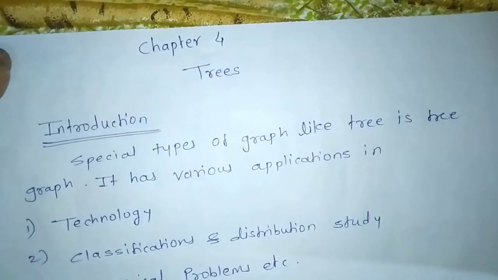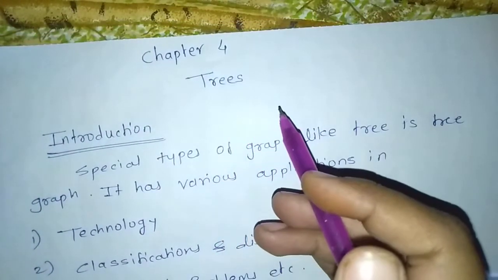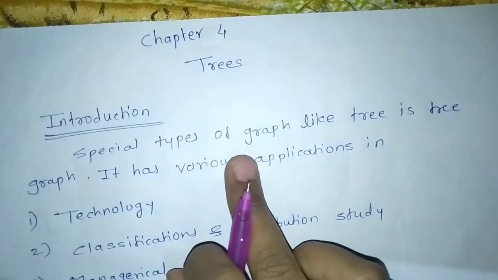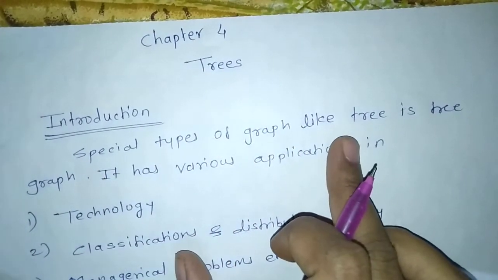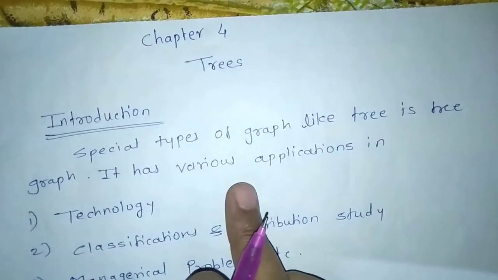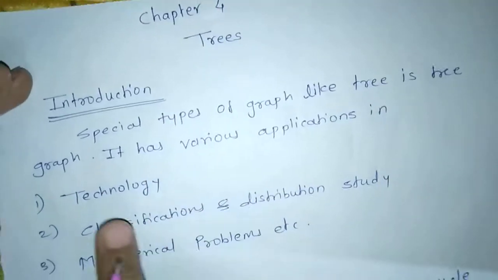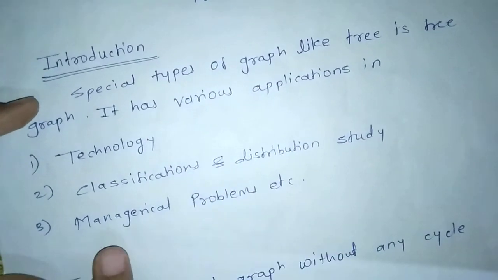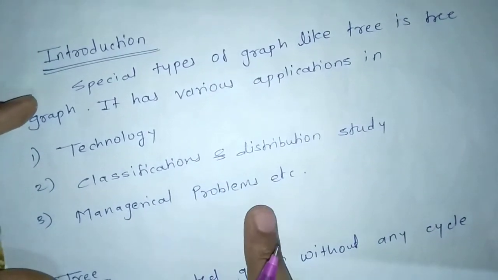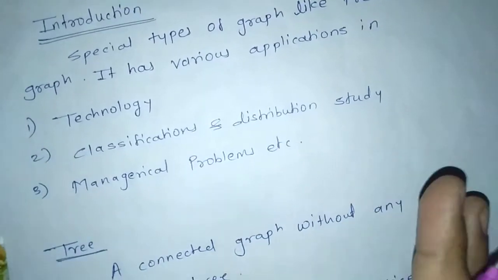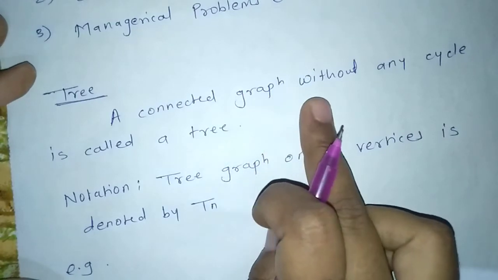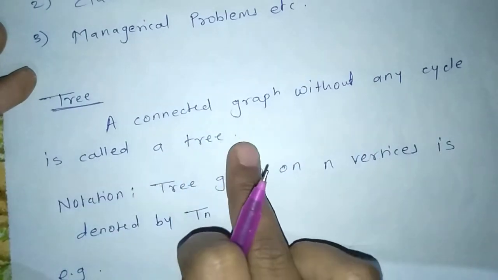Hello student. Next chapter is trees. This is our last chapter of graph theory. First, introduction. Special types of graph like tree is a tree graph. It has various applications in technology, classifications and distribution study and managerial problems, etc. Next, what is meant by tree? A connected graph without any cycle is called a tree.